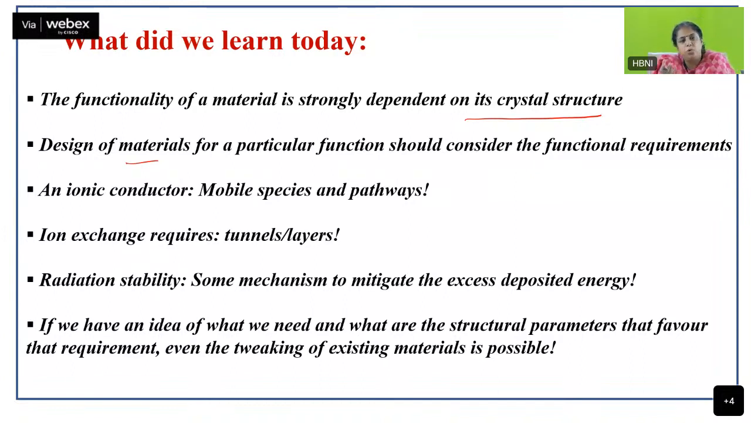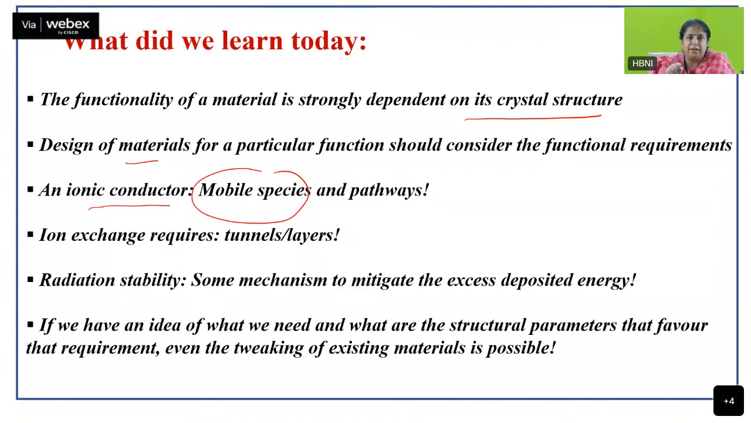Basically, what is it that I'm looking at? If I want to have an optical material, a luminescent material, what is it that I'm looking at? I need to look at the band gap. Okay, that means I need to look at how my atoms are placed in the crystal structure so that they would give an appropriate band gap. Okay, suppose I want to design an ionic conductor. I need to look at a structure which will have mobile species. If there are no vacancies, no defects, no mobile species, your material can't conduct.